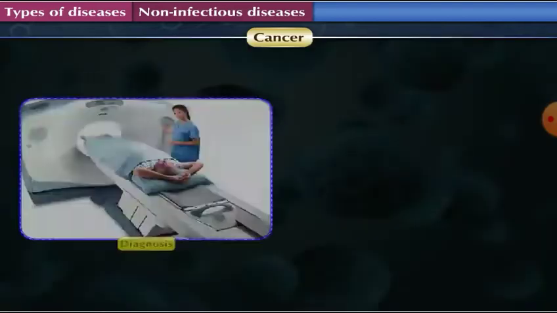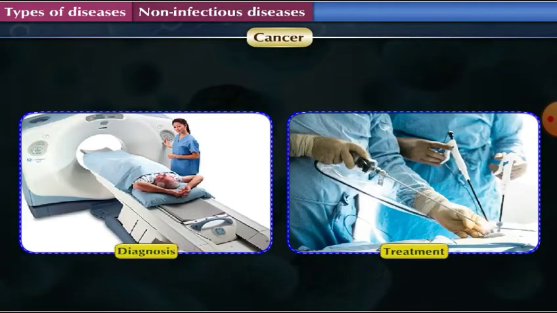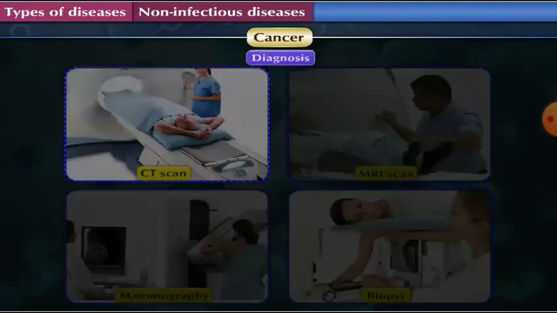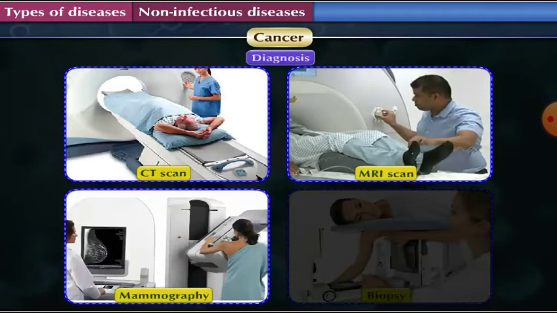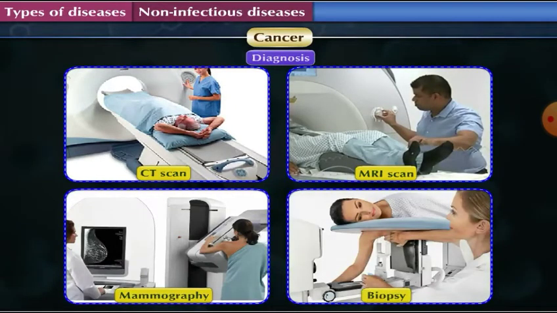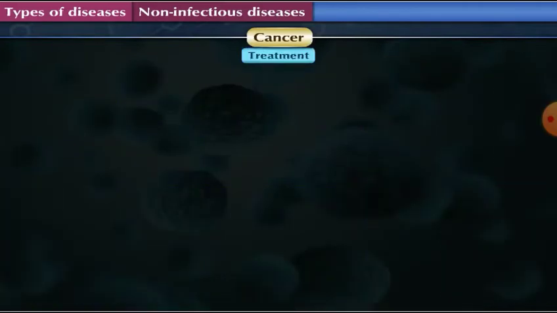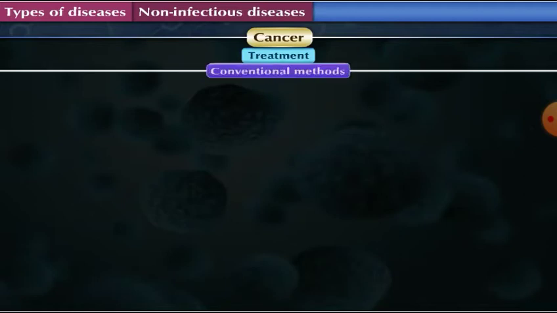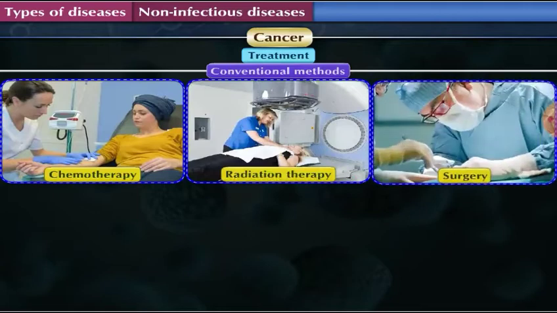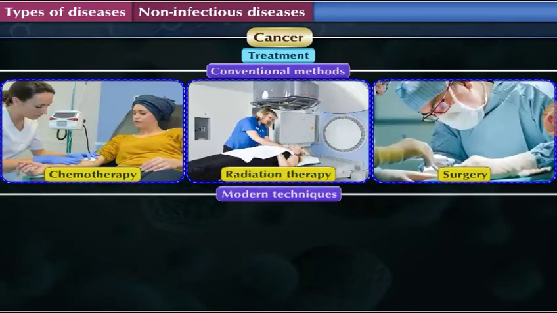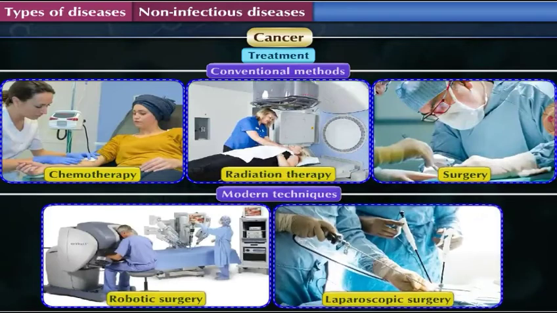Nowadays, modern diagnostic and treatment facilities for cancer are available. Techniques like CT scan, MRI scan, mammography, biopsy are used in the diagnosis of cancer. For treatment, along with conventional methods like chemotherapy, radiation therapy, and surgery, modern techniques like robotic and laparoscopic surgery are also followed.